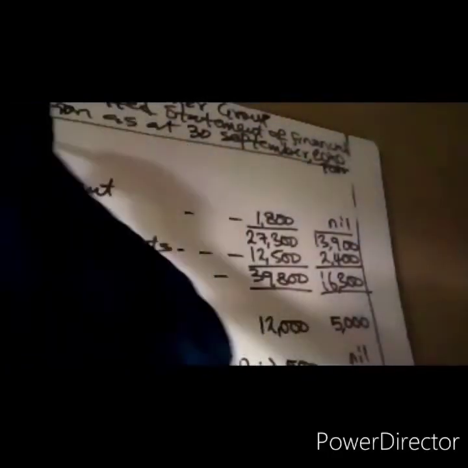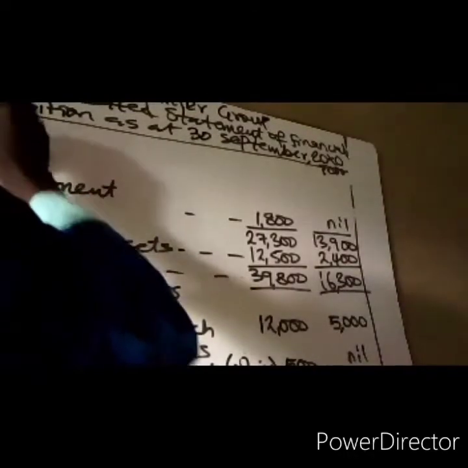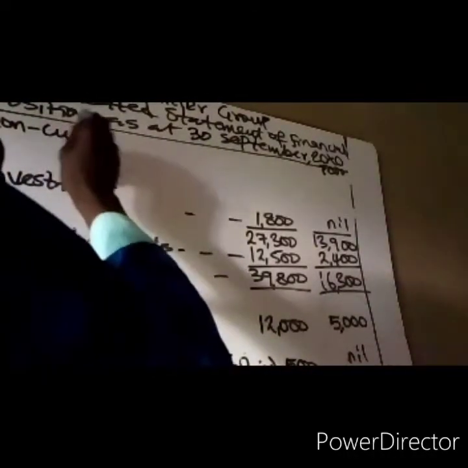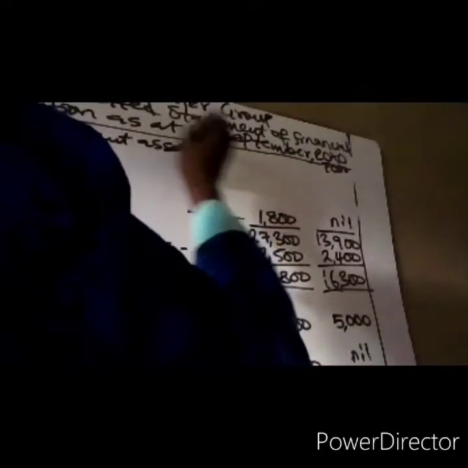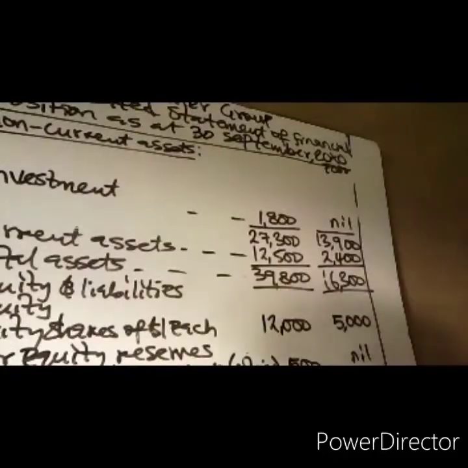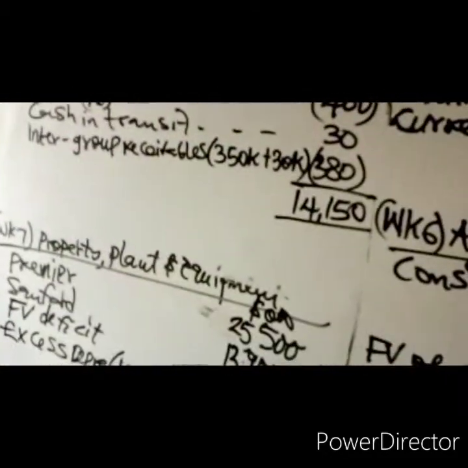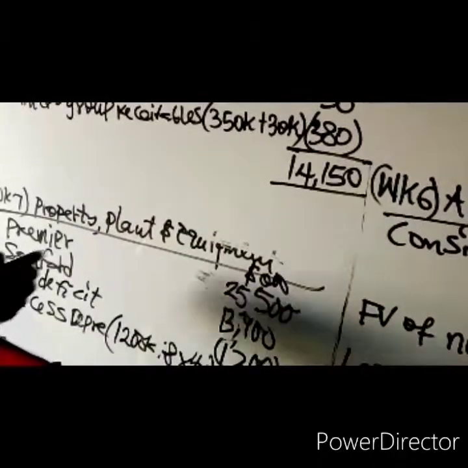So you start with assets. The first asset we have is non-current assets. Our non-current asset from working 7, we have property, plant and equipment.